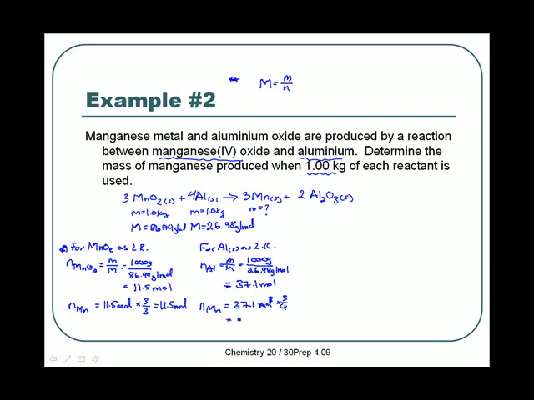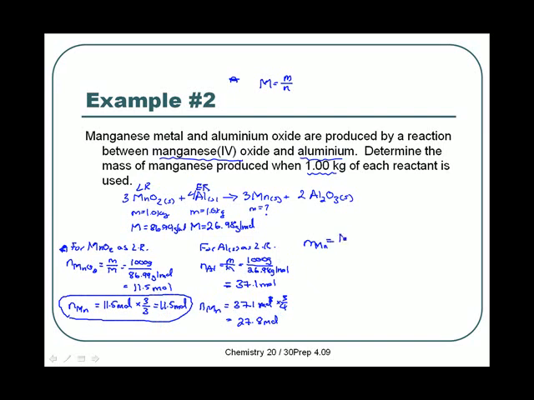So multiply by 3, divide by 4, and we end up with 27.8 moles. And then we take a look. The one that produced less was our manganese oxide. So manganese oxide is our limiting reagent. The aluminum would be the excess reagent. And now we can continue with this number and figure out how many grams of manganese are produced.